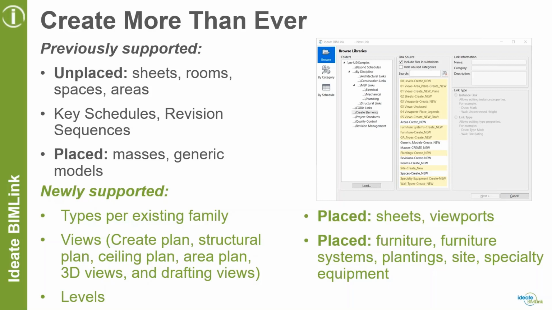New levels. Not only can we place the placeholder sheets as we could before, but we can now actually place sheets with the title blocks. We can place viewports on those sheets based on their X and Y location in relation to the title block. And then we can place new elements, furniture systems, plantings, site, and specialty equipment. So I'm going to show some examples of that as well.